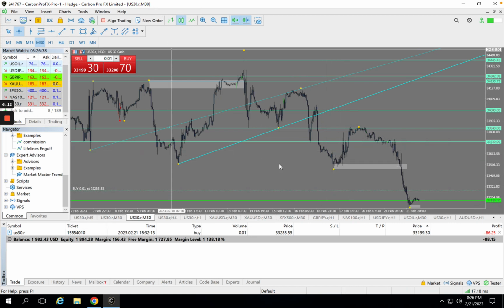If you want what we call wick fills, you could have played off of the rejection here all the way up to this level.